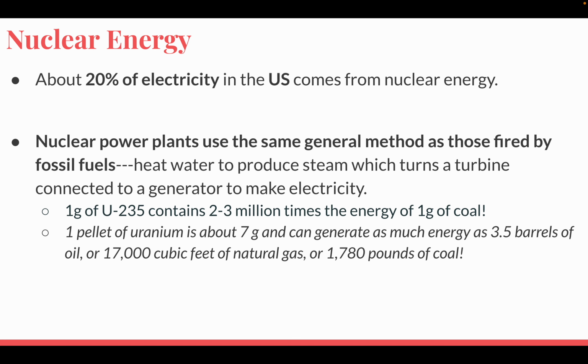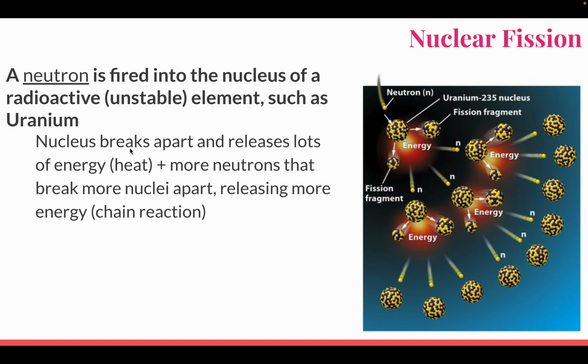1 pellet of uranium, which is about 7 grams. So think about how much 7 grams weighs, not a lot. It can make as much energy as 3.5 barrels of oil, almost a ton of coal, and 17,000 cubic feet of natural gas. So you need way less stuff to get the same amount of energy, which is awesome.